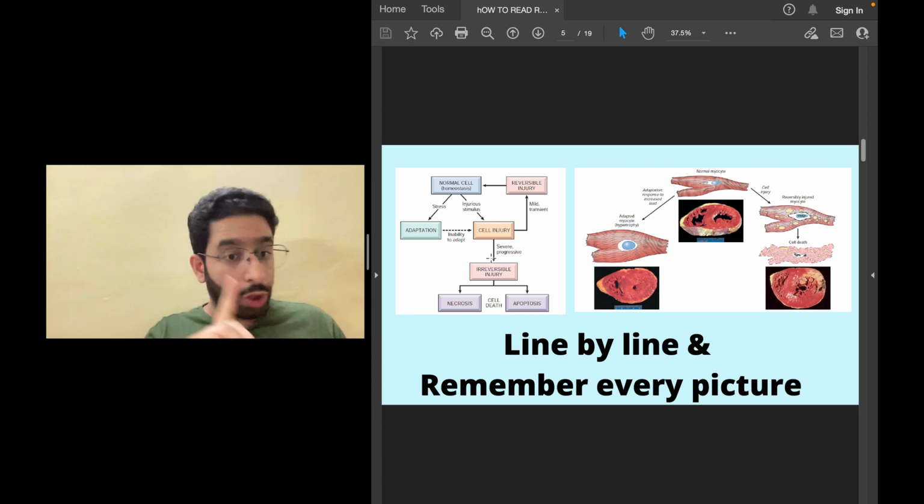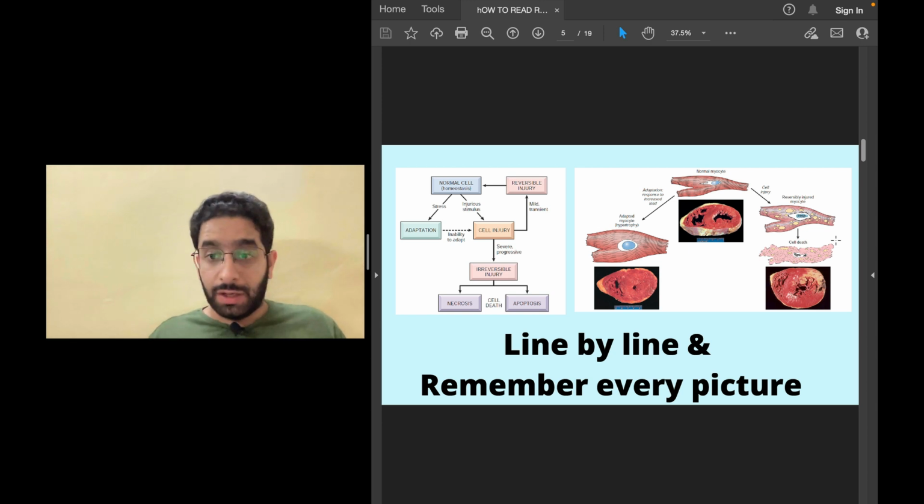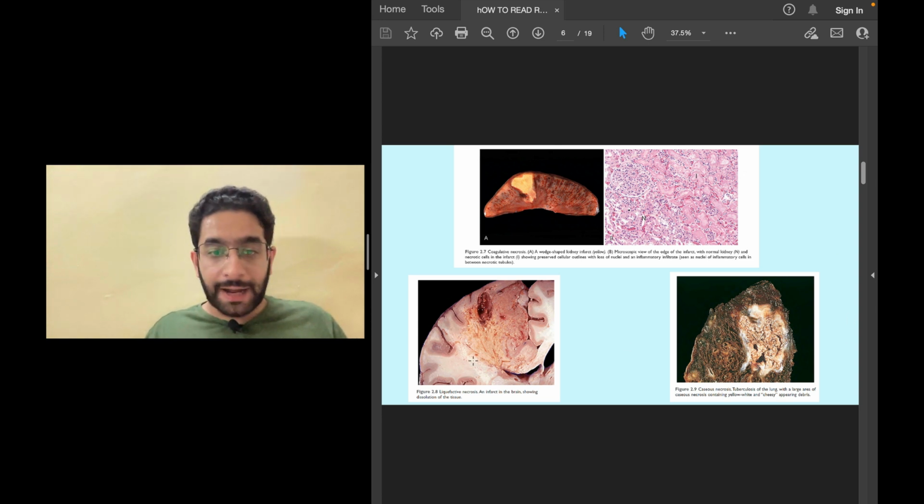Why? Not for your second prof, not even for AIIMS, even though such flowcharts and such pictures can be an exact question in AIIMS. Exact ditto photographs are taken from Robbins and they're put on the exam by AIIMS faculty, and you're asked to know that this is an example of liquefactive necrosis, for example, or this is an example of coagulative necrosis, or this is somebody with tuberculosis of lung with caseous necrosis.